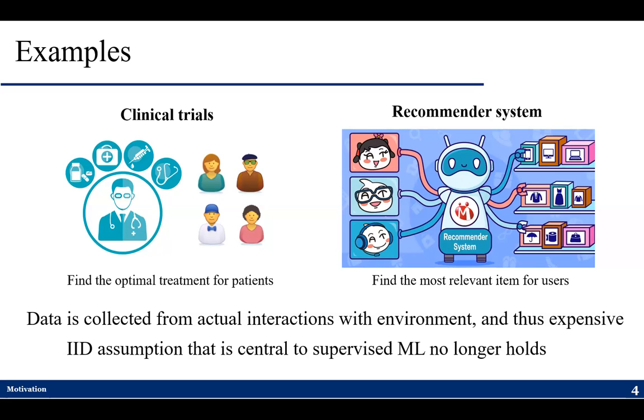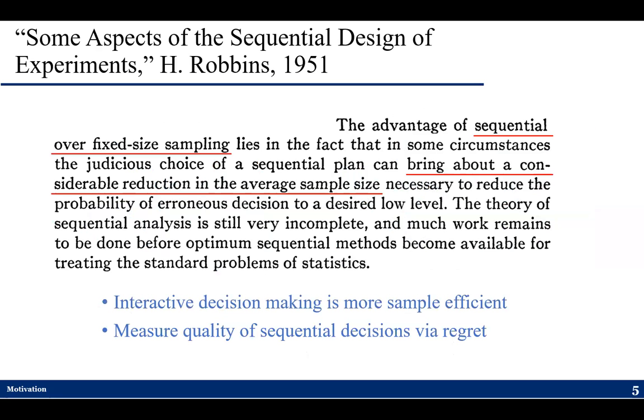In clinical trials, that means the data set has to be collected from real patients. For recommender systems, that means the data set needs to be collected from the actual users of the recommender system. In this case, it's very expensive to conduct such experiments to get those data points. And what this hints is maybe it's desirable to do this in a sequential manner. We do this through interactions with the environment.